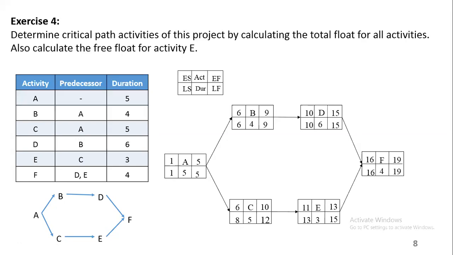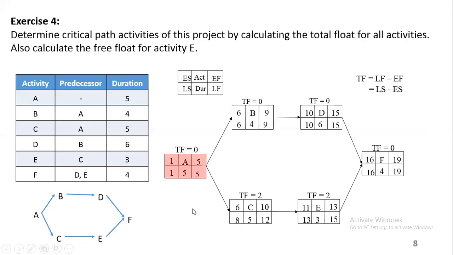Now, total float. That's the float. 0 for A. For B, 0. E is 2. D is 0. E is 2. F is 0. Which activities are on the critical path?